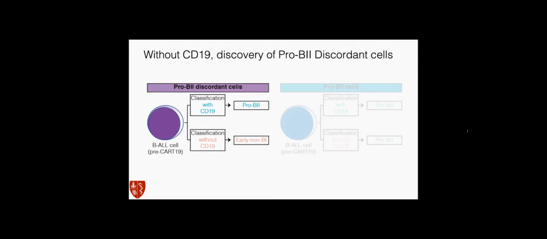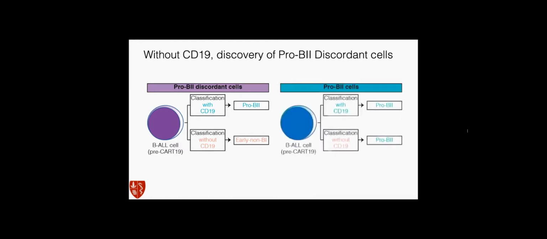And in fact, what we ended up seeing was that in the leukemia samples without CD19, we found these cells that we call Pro-B2 discordant cells. And so what that means is that when we include CD19 in the classification, these cells are called Pro-B2 cells. But when we exclude it from the classification, they end up being called early non-B1 cells, which sort of explains why we saw this enrichment in that population in the CD19 negative relapse samples.